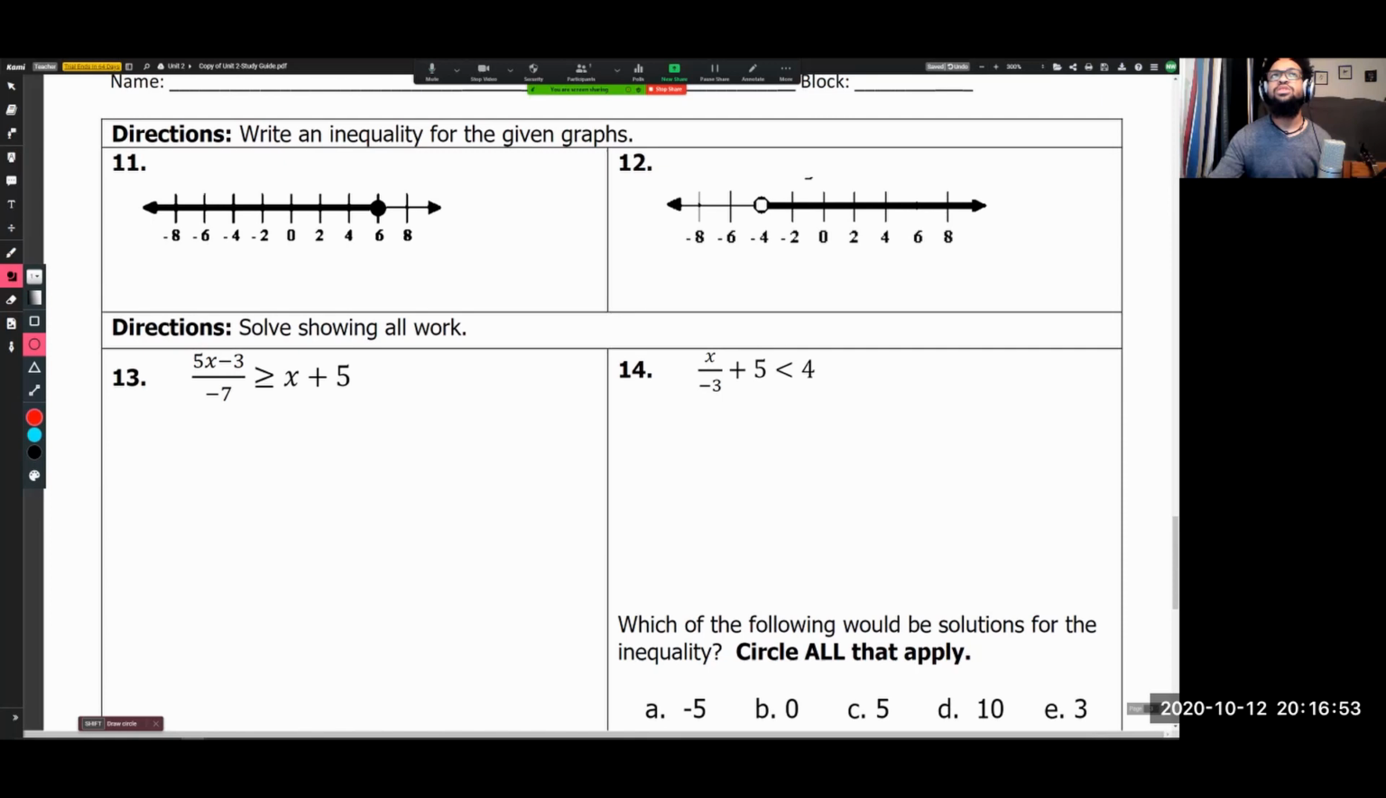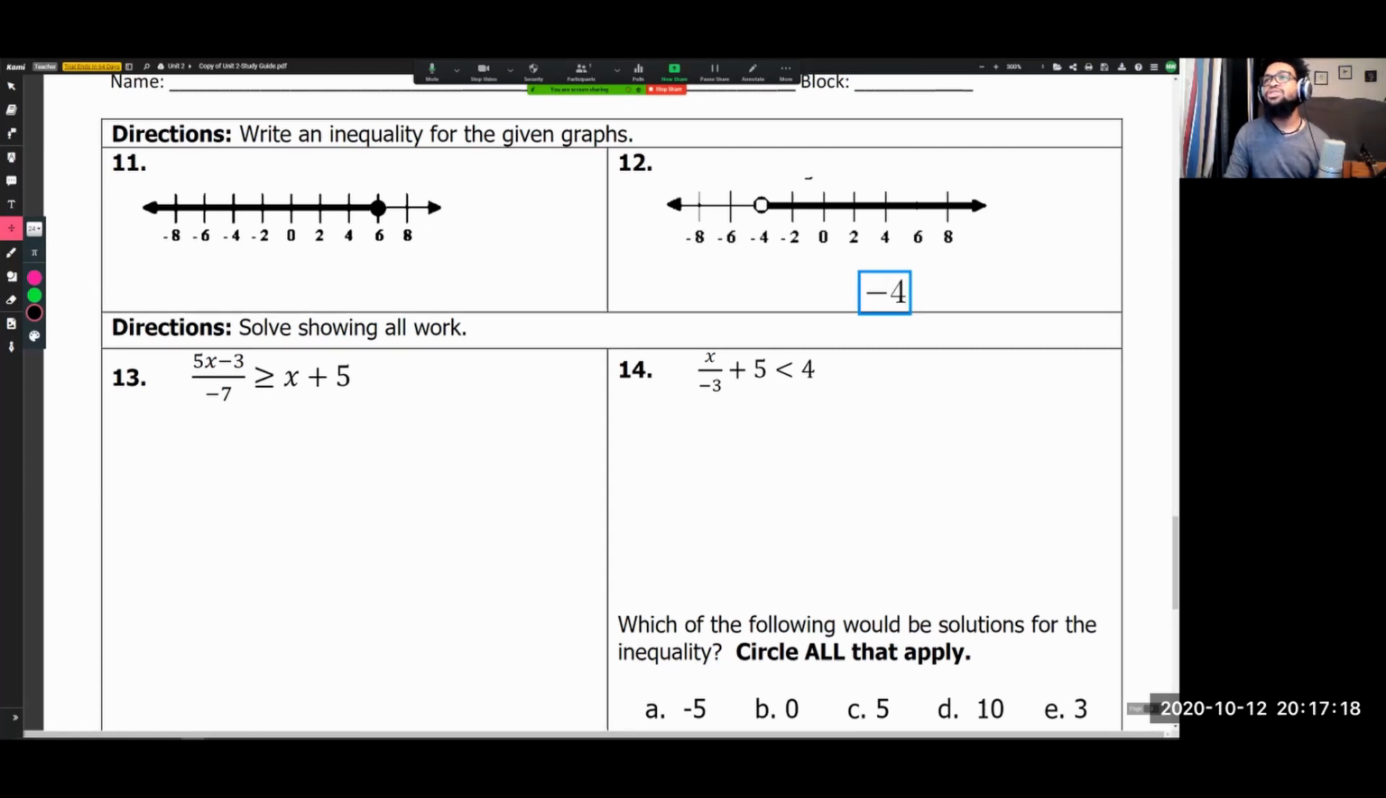12. The directions for this says to write an inequality for the given graphs. All right, so let's start. First off, I like to start with my sign. Is this going to be open or closed? This is going to be open because it's not filled in. So this is going to be a greater than or less than. And it's starting at negative 4. So something negative 4. Negative 4.